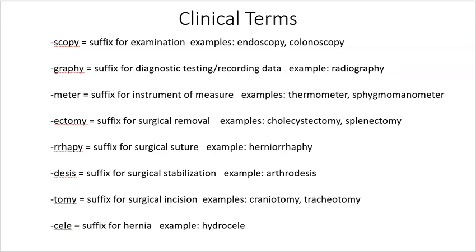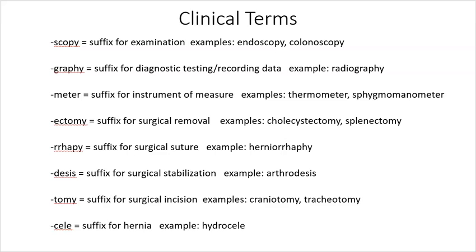Ectomy is a suffix for surgical removal. Examples will be cholecystectomy or splenectomy. Splenectomy is removing the spleen. Cholecystectomy is removing the gallbladder. Raphy is a suffix for surgical suture. An example would be herniorrhaphy. That would be suturing up your hernia.